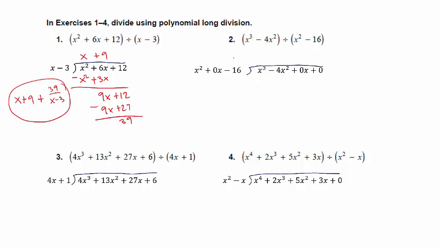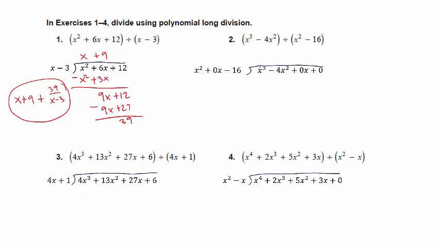Right. Notice in my setup for number 2, instead of just jumping from x squared to negative 16, I filled in a 0x so that everything is in nice descending order, both inside and outside. It just helps you stay organized.